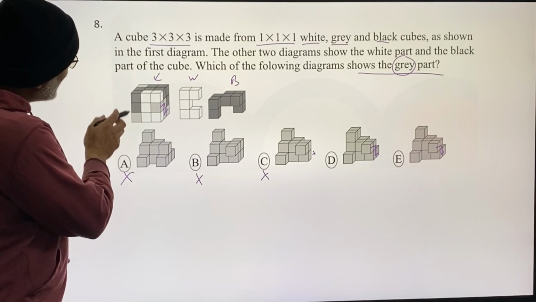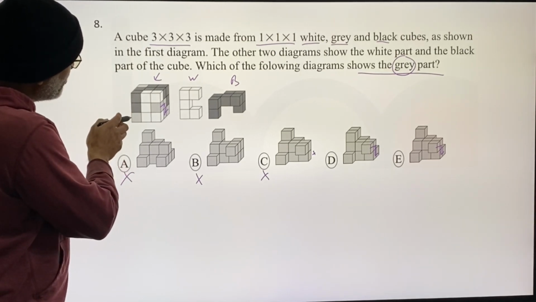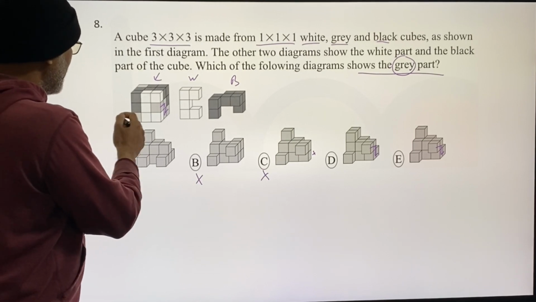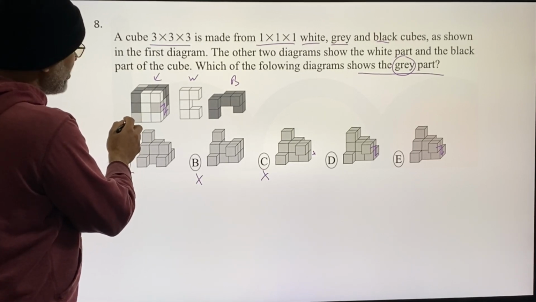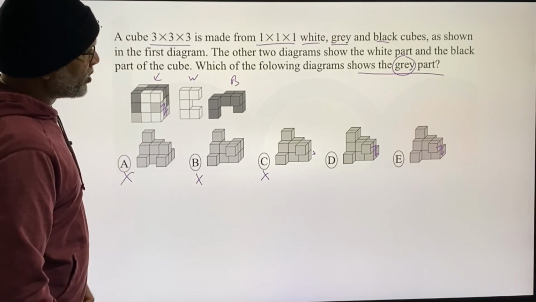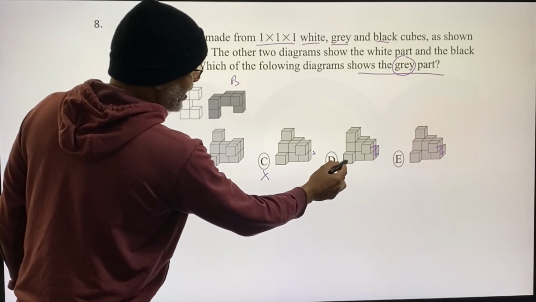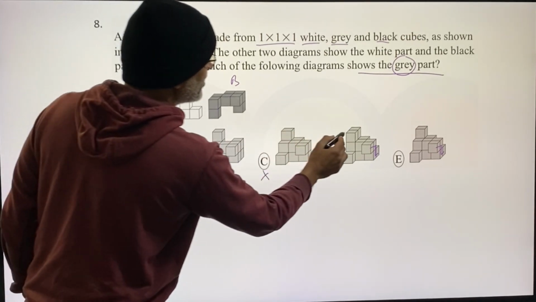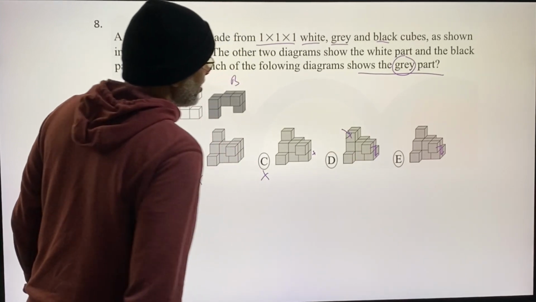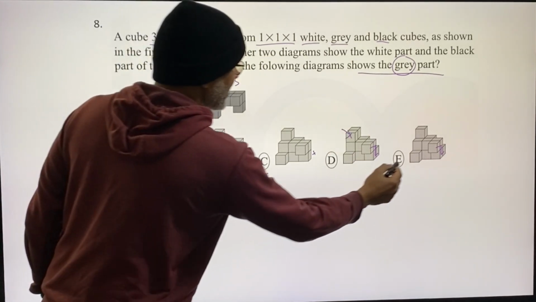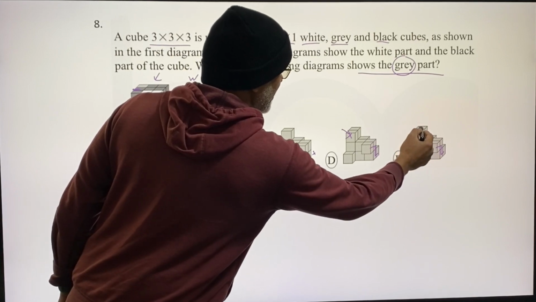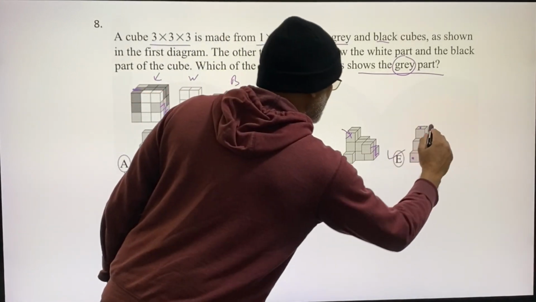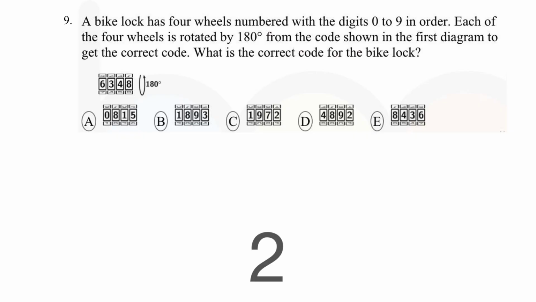Now there are 2 more grays here, so let's see which one matches this. I have one at this corner here and one at that corner. I can see one here, but I see 2 here, and this is a black one, so this should be a black one. So this is not going to work. Then it seems like this and this is matching with this, and that is the only choice remaining. Then E is the correct choice.